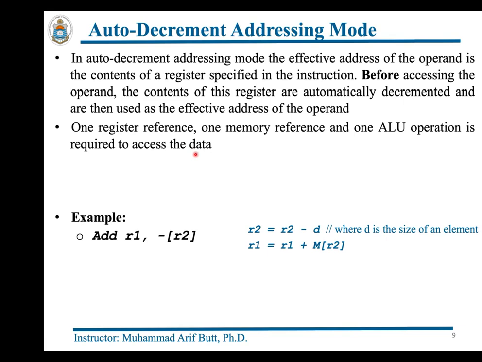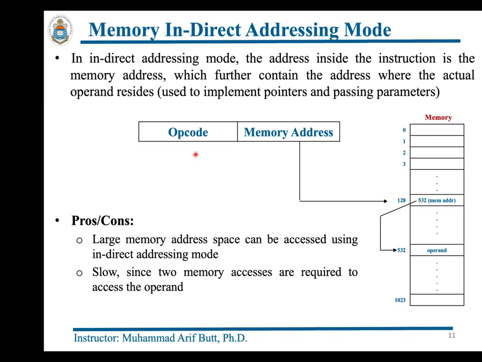Well, after this auto decrement, we have the memory indirect addressing mode. In memory indirect addressing mode, the address inside the instruction over here contains the memory address 128, which instead of containing the data further contains the memory address, which actually contains the operand to be operated on. And this memory indirect addressing mode is used to implement pointers and passing parameters to functions.